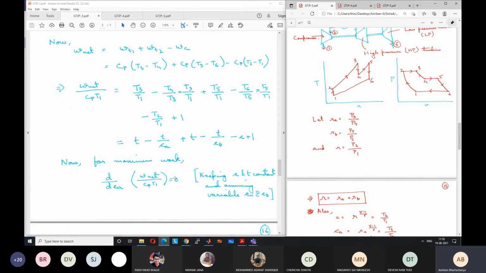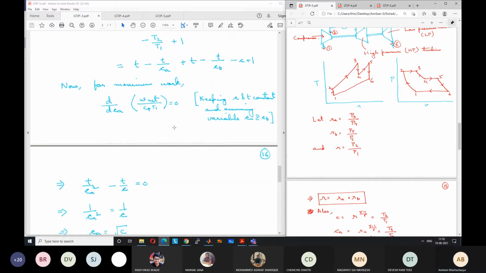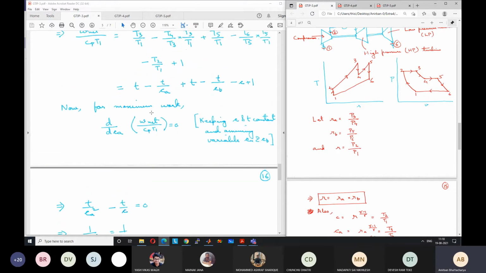Assuming that, we can find the maximum work output if we take a derivative of the work output with respect to CA or with respect to CB, any one of the terms, because both of them are related. CA is equal to C by CB. So if we take a derivative with respect to CA, the first term goes to 0. The second term is minus T into minus 1 by CA square, which is basically T by CA square. Third term goes to 0.